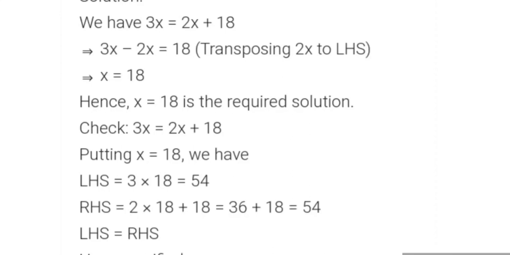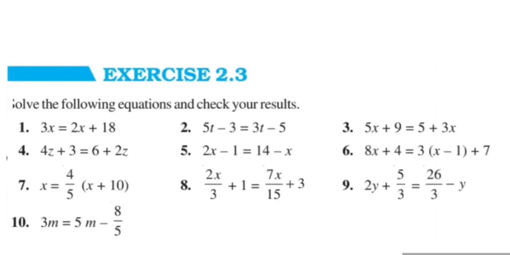So we can put the value of x in the equation 3x is equal to 2x plus 18. Left hand side 3 into 18 means it will come 54. And right hand side also 2 into 18 plus 18. So 2 into 18 is 36 plus 18 is equal to 54. Left hand side is equal to right hand side. Hence verified.